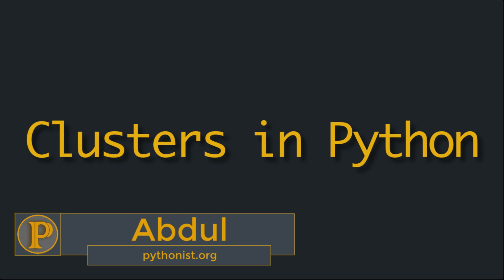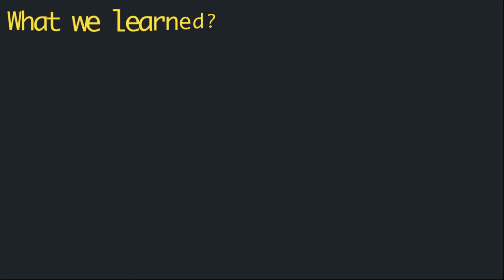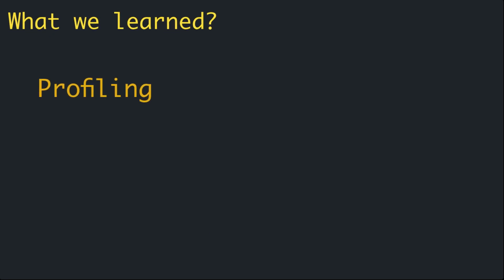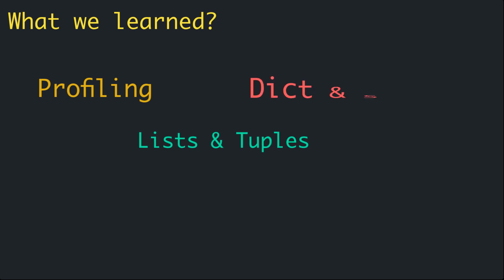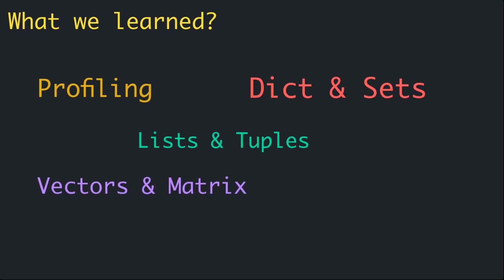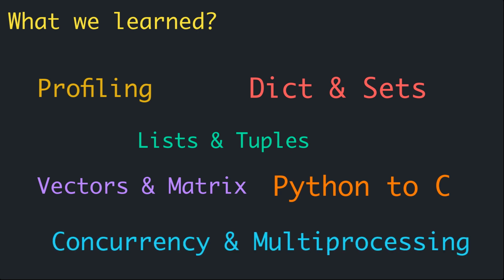We have learned a lot throughout this journey to make our Python code much more efficient. We have talked about the importance of profiling to pinpoint the performance-related issues in our code. We understand the mechanism behind lists and tuples, and how dictionaries and sets can help us in this regard. The discussion about vectors and matrix computation was also very interesting. And we also talked about how to bring the performance of C inside Python. And we even got our hands dirty on concurrency and multiprocessing. What a great journey, full of great discussions.